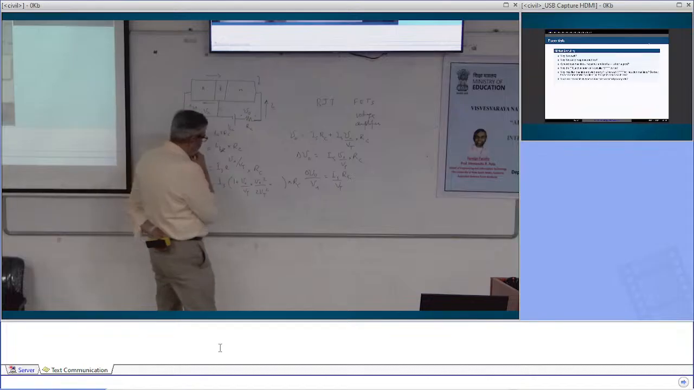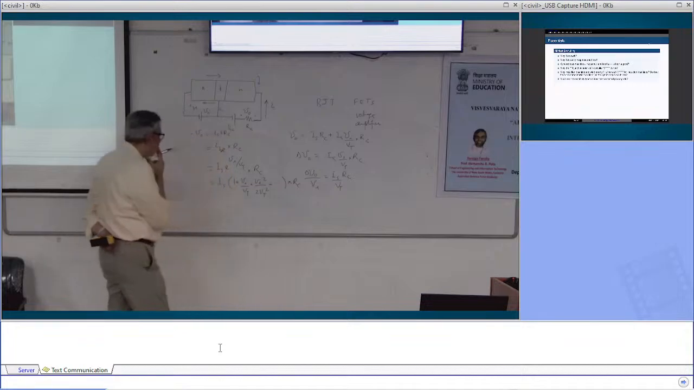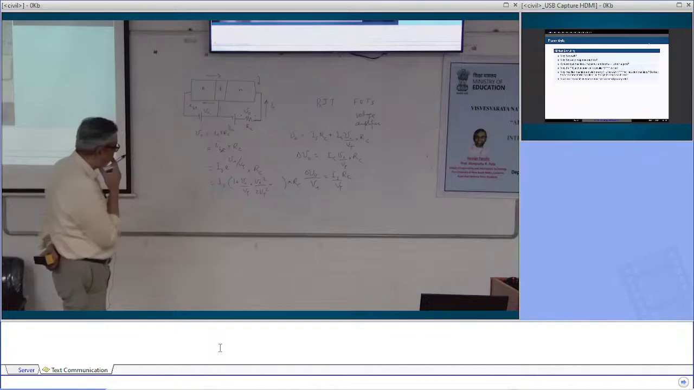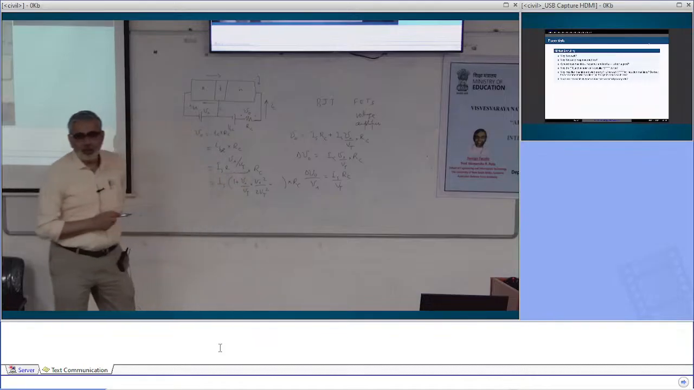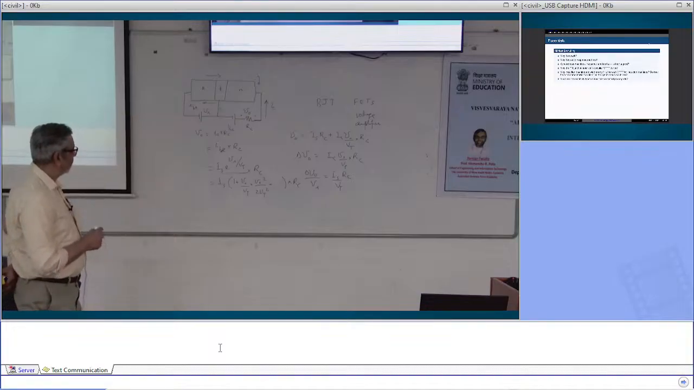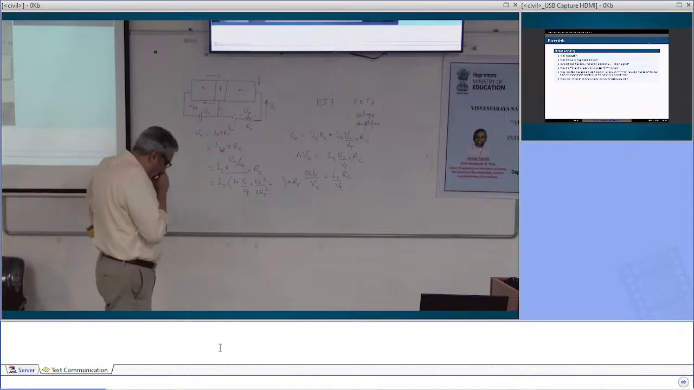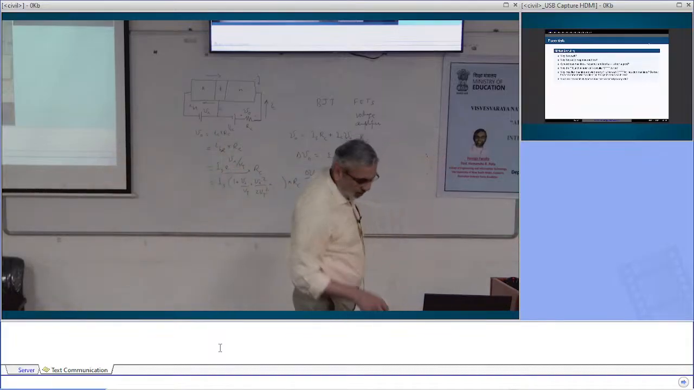I don't think anything is wrong here. E to the power. Can somebody check? I'm sure that it is the diode equation. Someone check and tell me from Google. No, no. Where is the minus? Yeah, that's where I think I made a mistake.